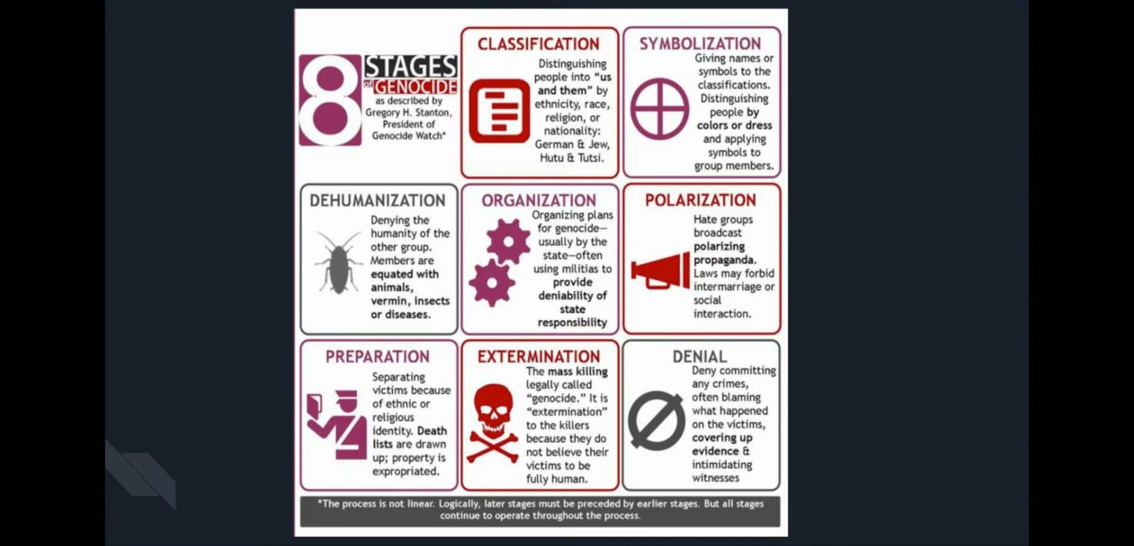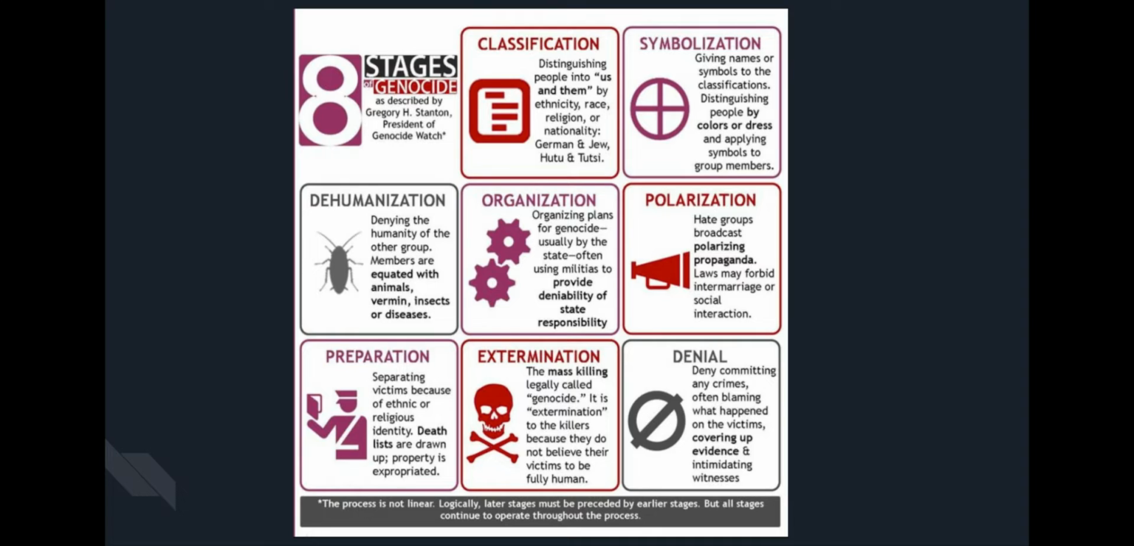So here are the 8 stages of genocide. As you see at the bottom, this is not linear. It does not go in order. But usually when you look at a genocide, you will see these 8 different stages at different parts. I would take notes on this, as in this module you may have some additional work to look at other examples of genocide and apply these.